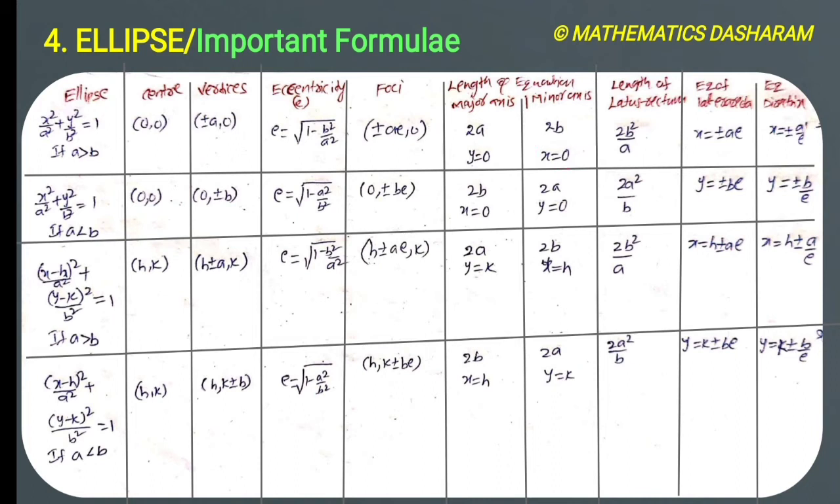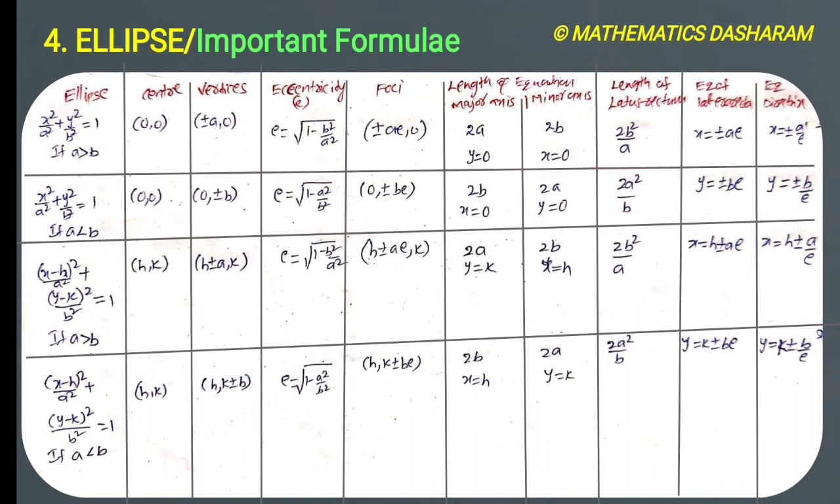Next, the length of the latus rectum is 2b square by a. The equation of the latera recta is x equals plus or minus ae. The equation of the directrix is x equals plus or minus a by e. Next, if a is less than b, then the center is the same, the vertices change to (0, plus or minus b), and the eccentricity also changes. You can observe the remaining values; some changes happened.